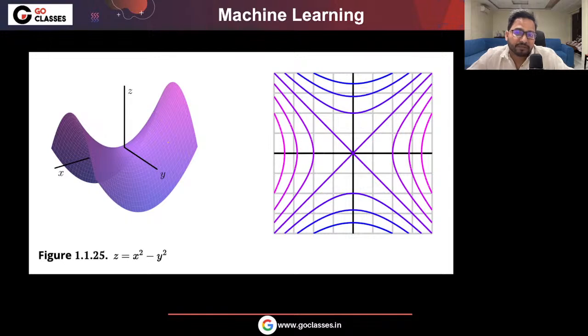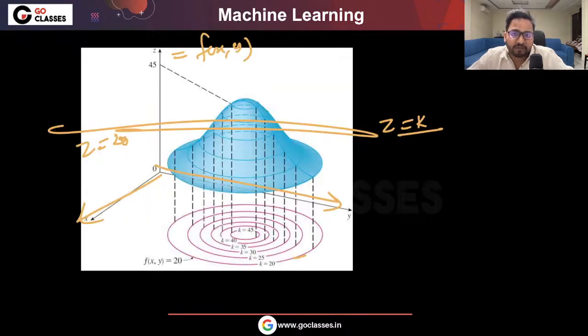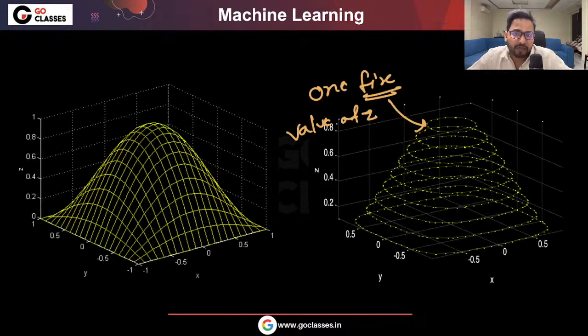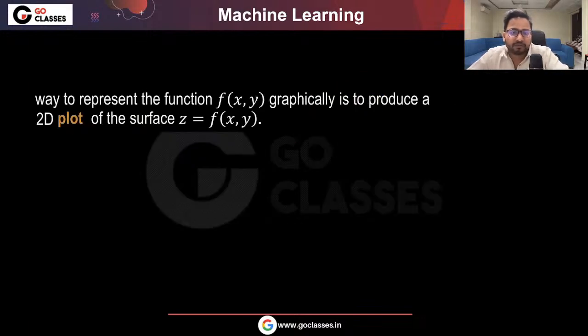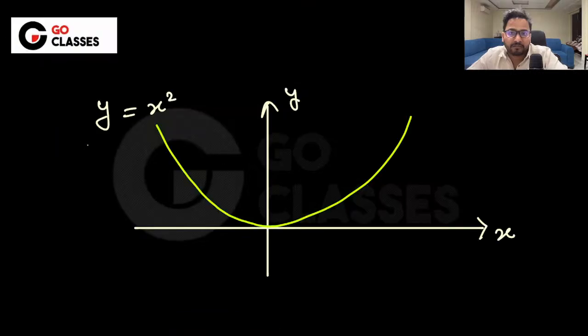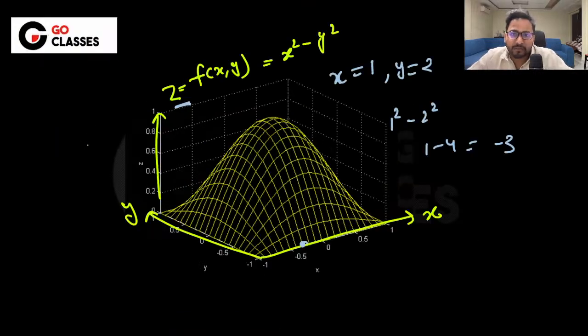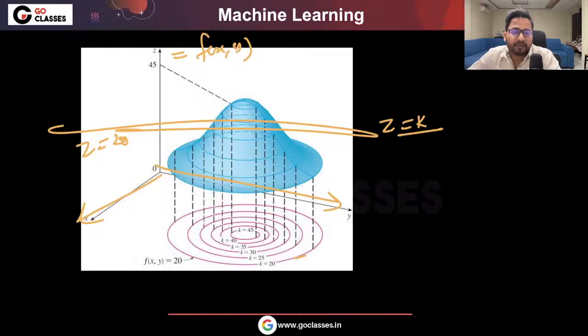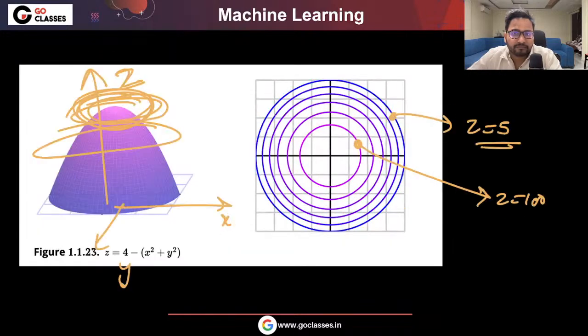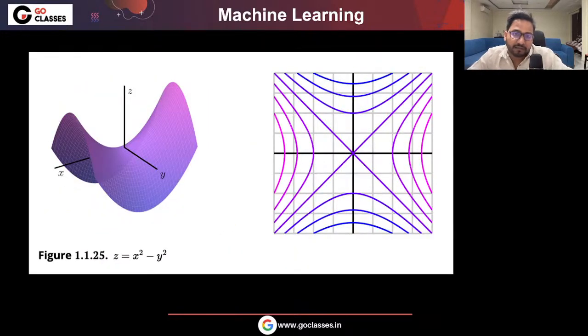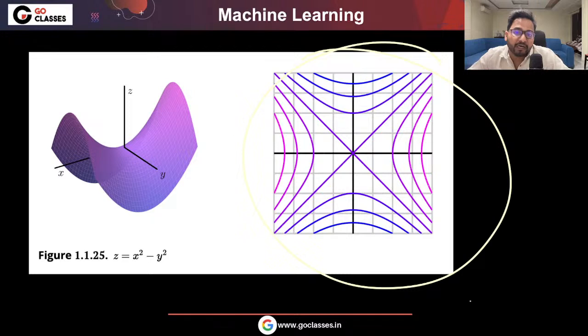This is x square minus y square. Earlier one was not x square minus y square. I just wrote x square minus y square there, I think. It is not that, it could be minus x square minus y square, something like this. So basically what I'm saying is that the final shapes need not be circles.